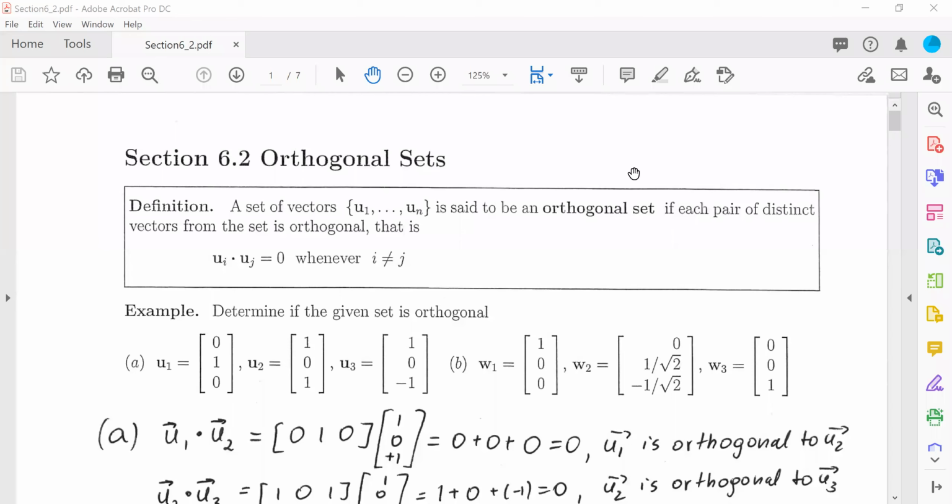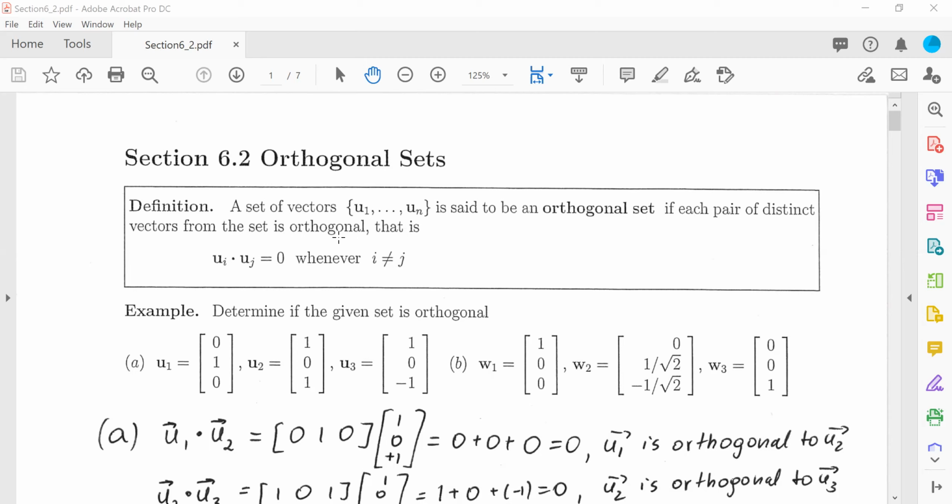Section 6.2 Orthogonal sets. We start with the definition. A set of vectors u1 to un is said to be orthogonal if each pair of distinct vectors from that set is orthogonal. Orthogonal means perpendicular. So the set is orthogonal if u1 is orthogonal to u2, meaning it's perpendicular to u2, u1 is perpendicular to u3, and so on. So each pair of those vectors needs to be orthogonal to each other.